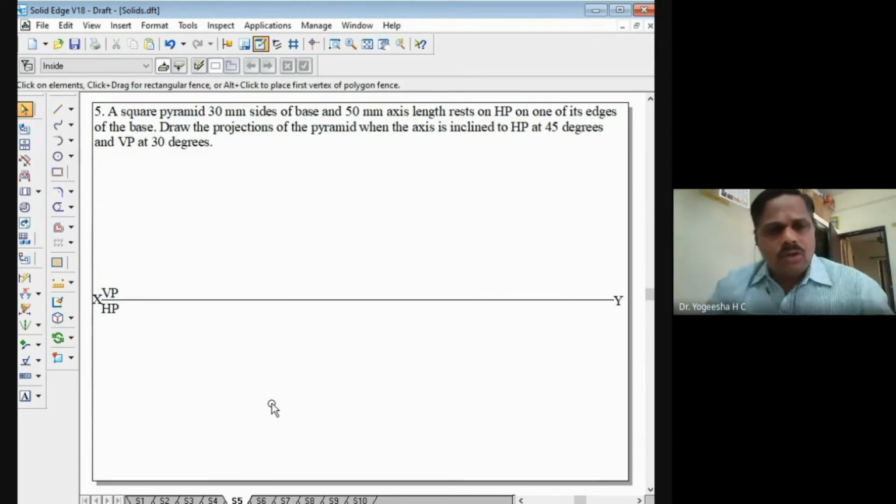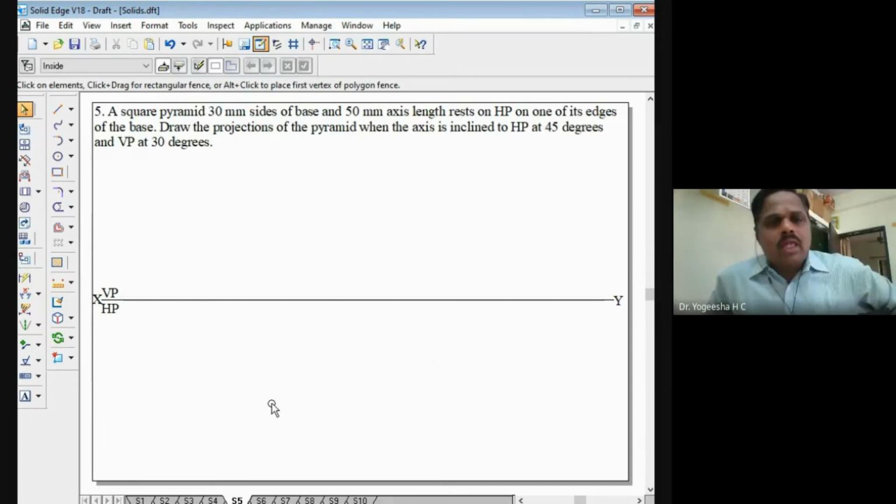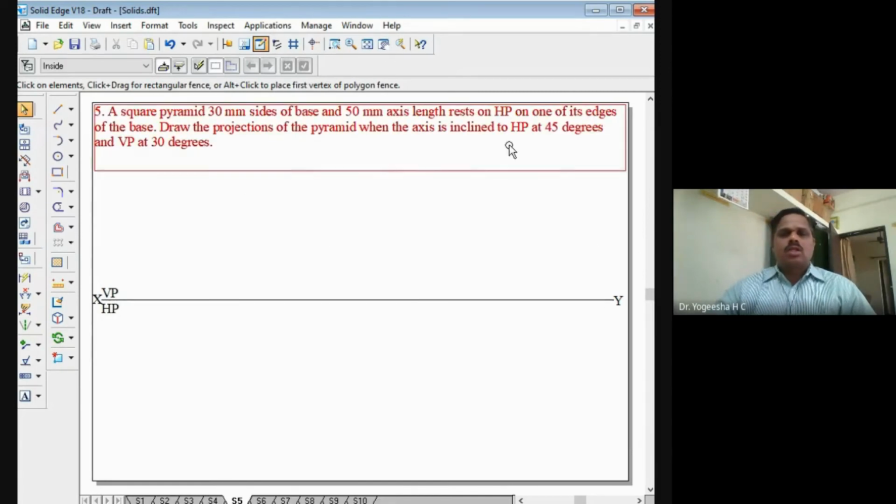So it is similar to the first problem, that is a square pyramid of 30 mm base side and 50 mm axis length rests on HP such that one of its edges is resting on HP. Draw the projections of the pyramid where the axis is inclined to HP at 45 degree and VP at 30 degree.